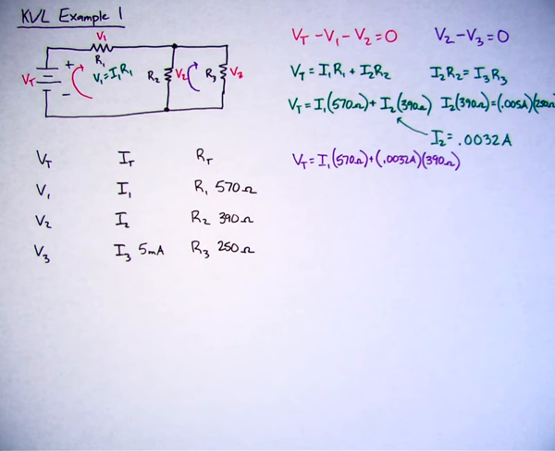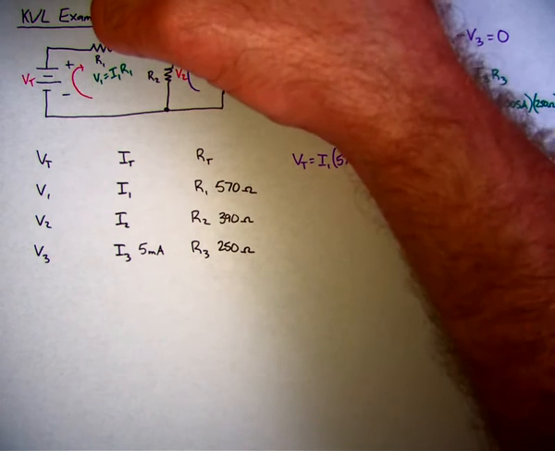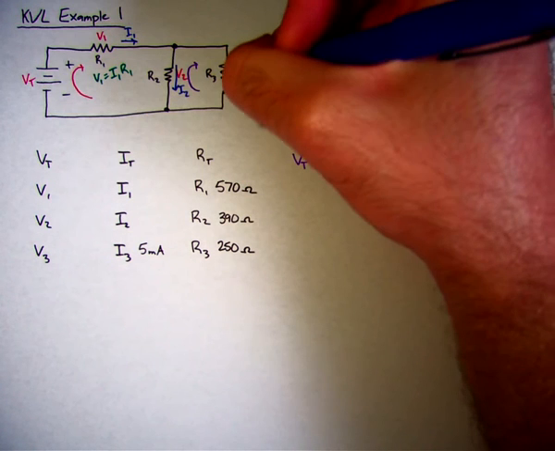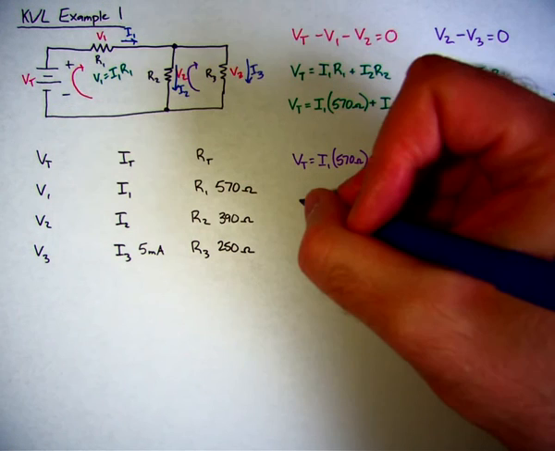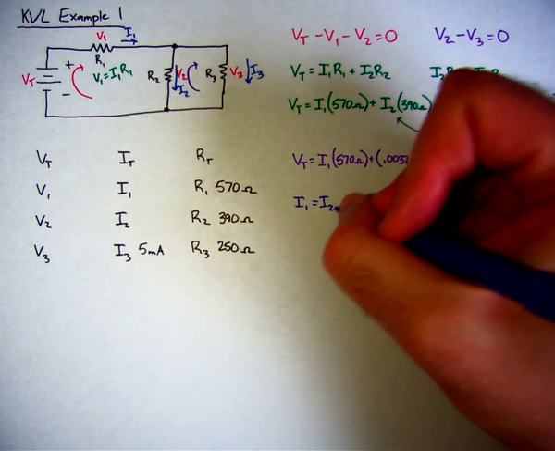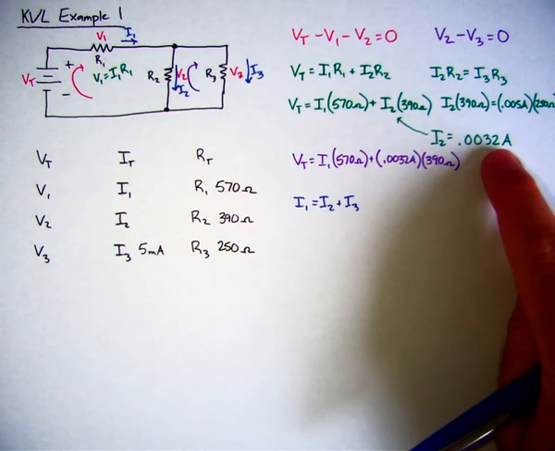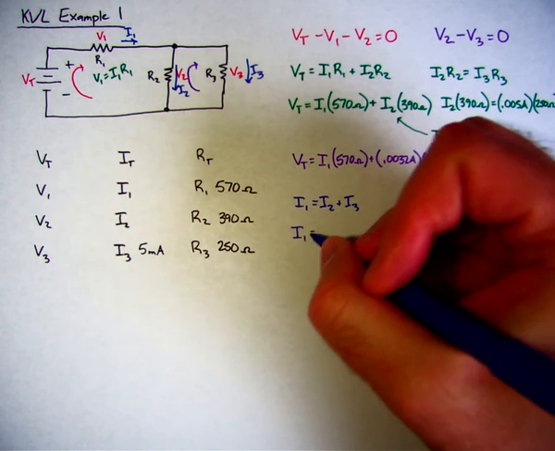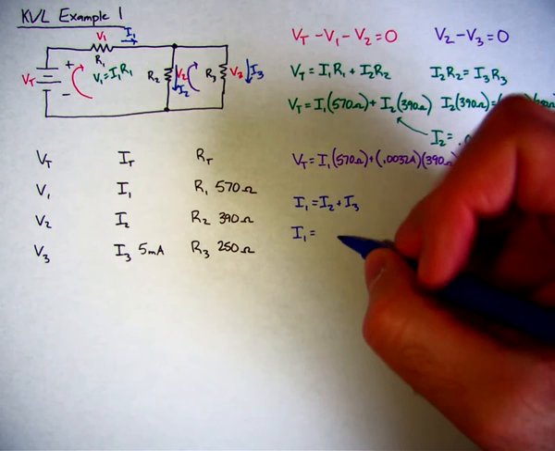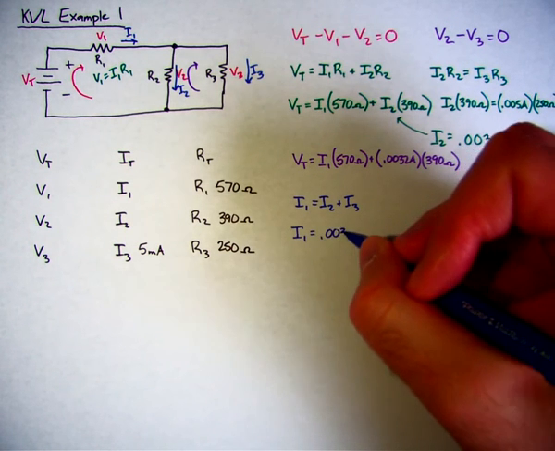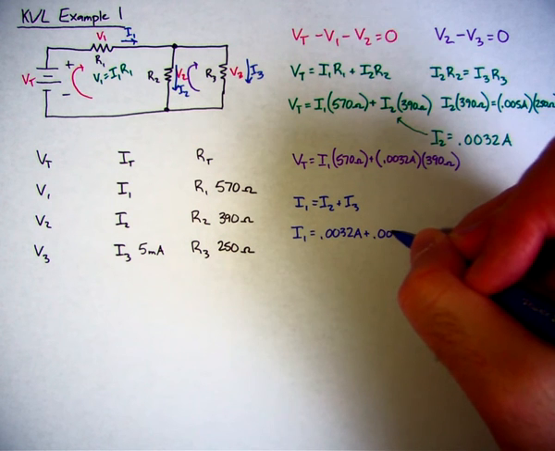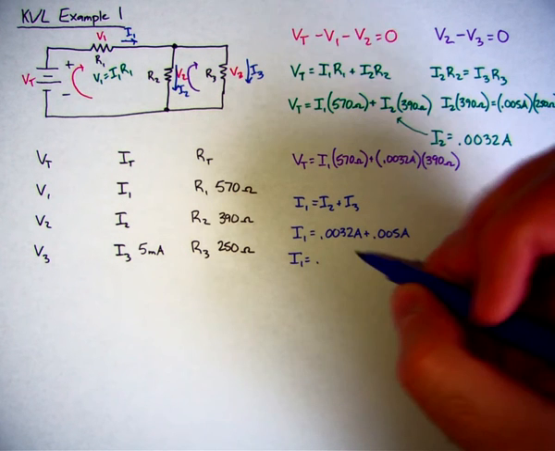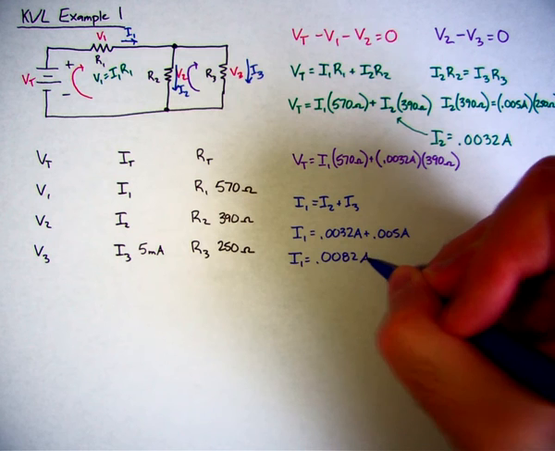So using Kirchhoff's current law, I know that this is my current I1. I know that this is my current I2. This is my current I3. I know that I1 equals I2 plus I3. Since I already know I2 and I know what I3 is, I can figure out I1. So I1 is equal to 0.0032 amps plus 0.005 amps. So that's going to give me 0.0082 amps. So that's going to be I1.